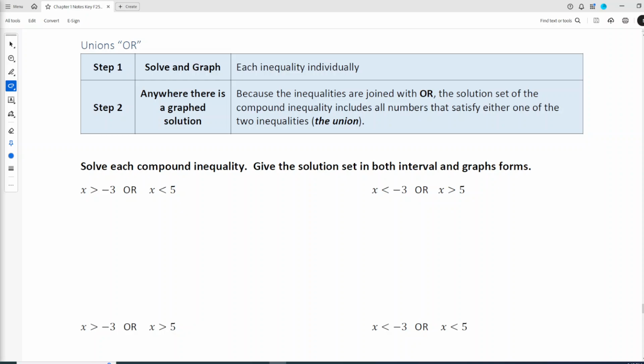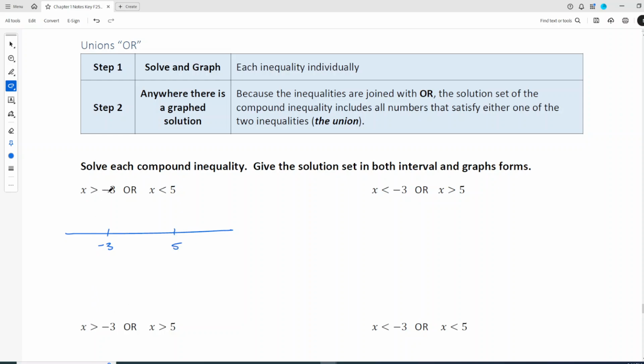All right, now we're going to do these exact same questions again. We're going to start with the exact same 4 scenarios, but we're going to change it to the word or. So the first step is to solve and graph. So you're going to solve each inequality individually and put them on a graph. So these are again -3 and 5. So my first scenario, I'm going to put the -3 on the left and the 5 on the right.